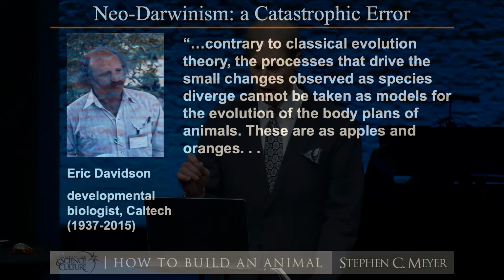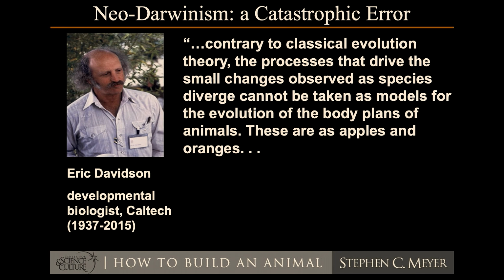That there are these functional abysses in between stable structures in what sometimes is called morphospace or functional space. Functional animal in circuit A, functional animal in circuit B, but in between, an abyss, all right? Big problem. And it's a problem, Davidson has said, of blessed memory, he passed away, but he said, contrary to classical evolutionary theory, the processes that drive the small observed changes as species diverge cannot be taken as models for the evolution of body plans, the body plans of animals.